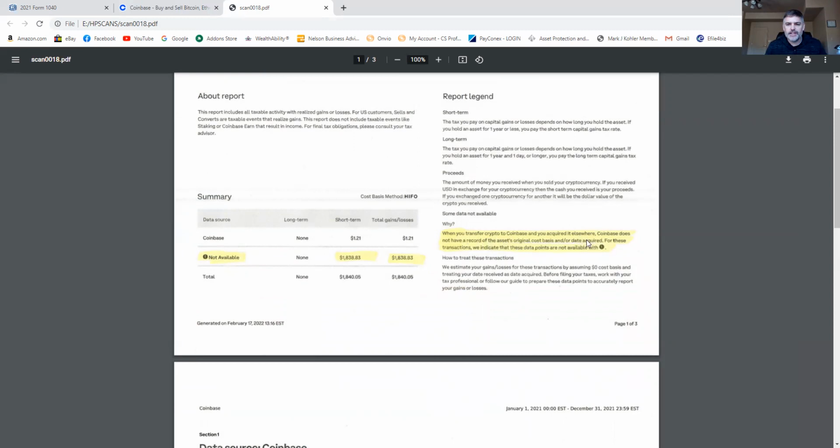So the cost basis and the date acquired is super important, because in this situation, it's giving me a $1,838 gain. But say I paid $2,000 for it in another account, like Uphold or some other account, and I transferred that Bitcoin in, and I sold it for $1,838. I'd actually have a loss. Without Coinbase knowing what your cost basis and date acquired is, they're just assuming you have a gain, but in all reality, you may have a loss or a smaller gain.